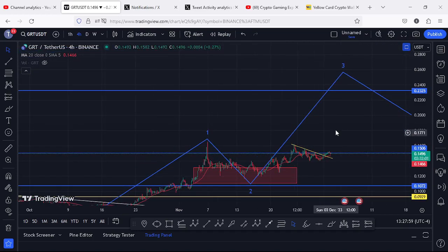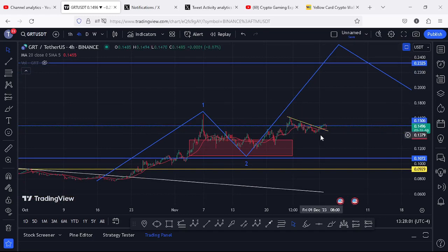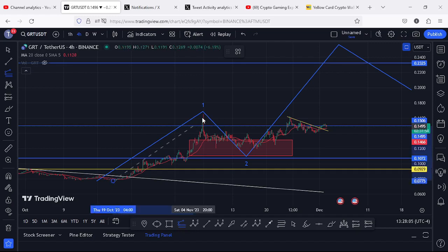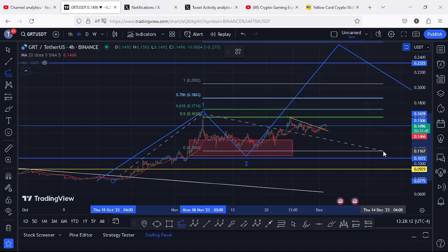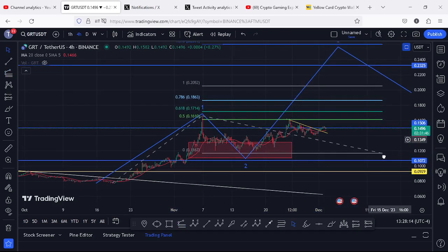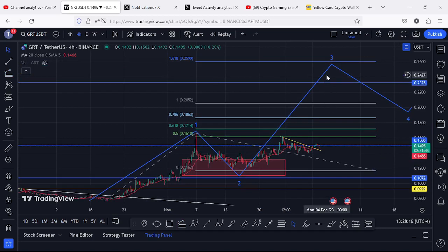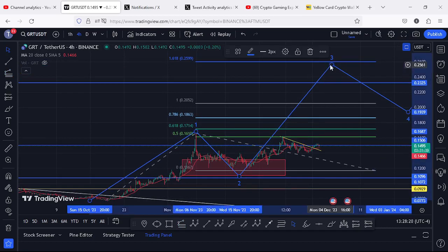And the minimum target areas for the third wave can be given by connecting the trend-based Fibonacci from the low of the first wave to the high of that wave 1, then dragging the fibs to the low of the second wave, giving me a minimum target area for the third wave at the fib level 1.618, and that is at around the $0.26 mark.